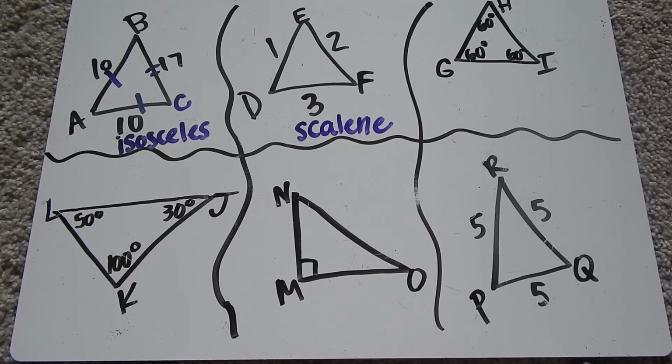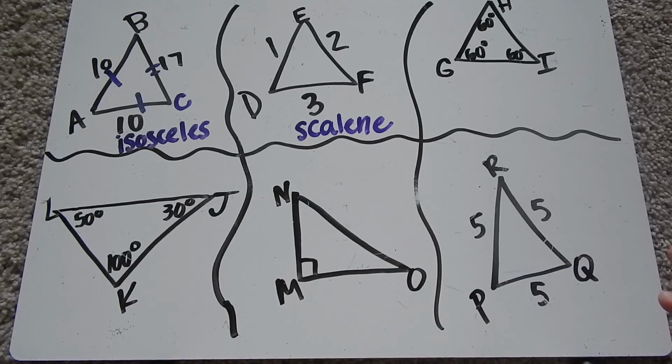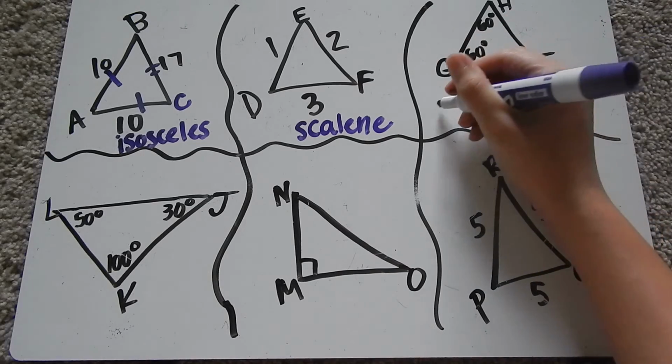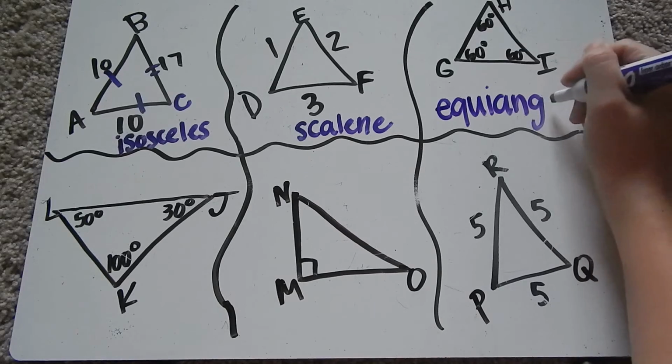Our third triangle is given angles. So we're going to classify this one by their angles. If you notice, they're all 60 degrees. They have equal angles. So this triangle is called equiangular.